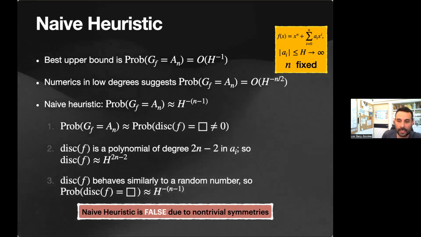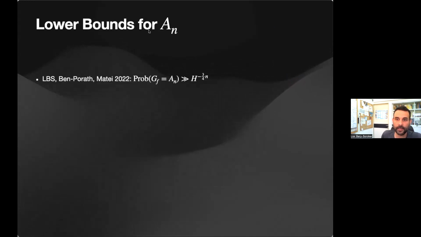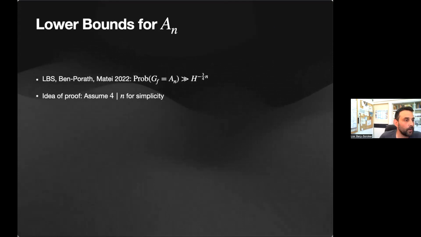So together with a student and postdoc, Orben Porat and Vlad Matai, we looked for non-trivial symmetries, and then we got the following thing. We got that the probability that the Galois group is A_n is at least h to the minus 3 over 4n. So it cannot be minus n as the naive heuristic says, and this is due to non-trivial symmetries. Let me tell you one of the symmetries.